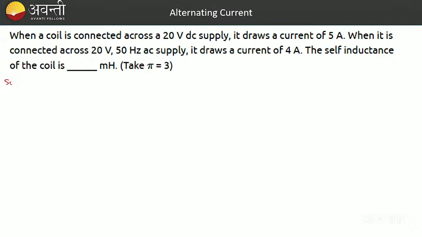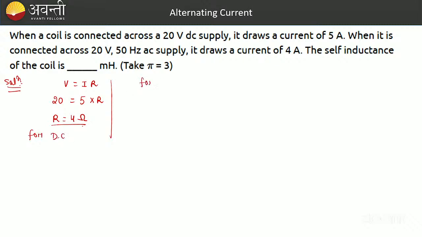To solve this question, firstly we should write what is given to us. So when it is connected to the DC supply, we can apply Ohm's law. V is equal to IR. So V is nothing but 20 volt, I is 5 ampere, and the resistance will be 4 ohm. Okay. Now this is for the DC.